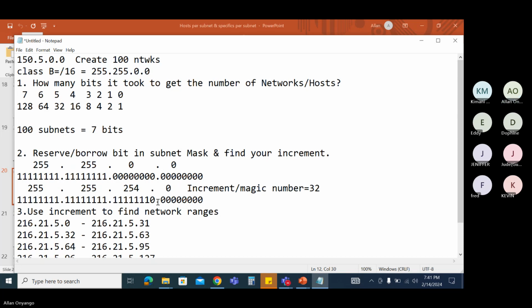Increment, guys. Increment is always the last 1 bit here. What does it represent? Should be two, isn't it? Good. Our increment or magic number is two. Which octet? Third octet. It's actually on the third octet here. That's where we find it. Good.